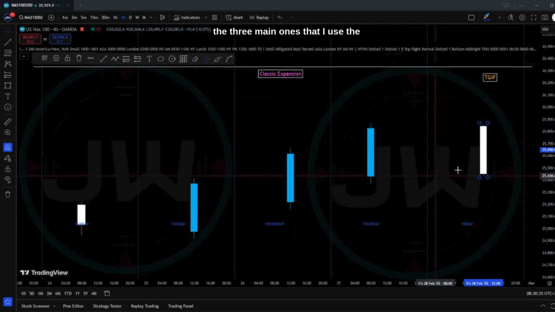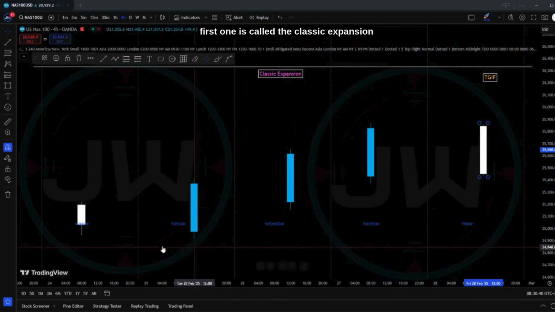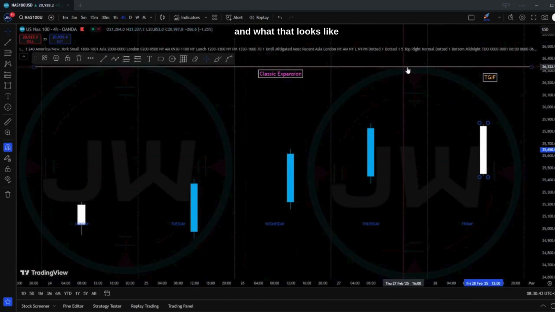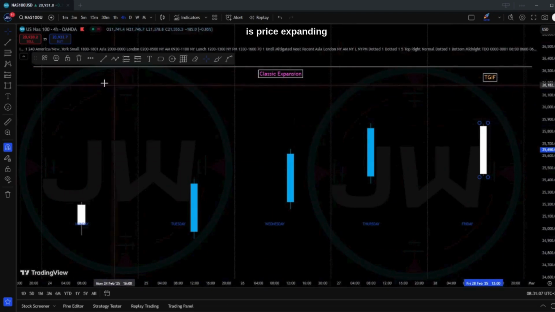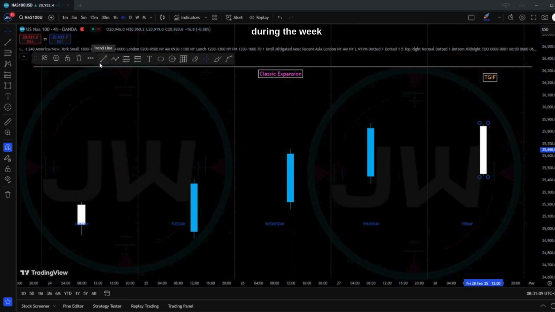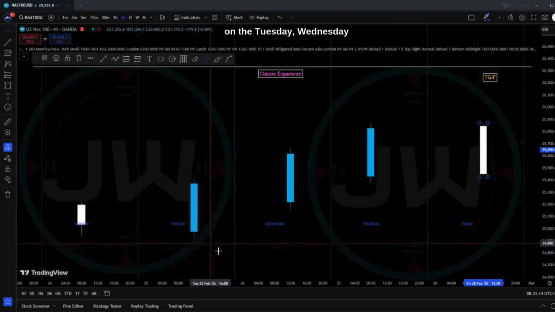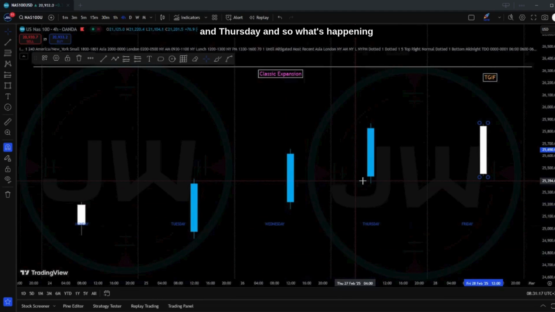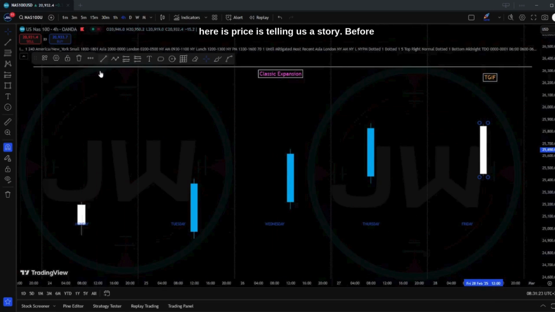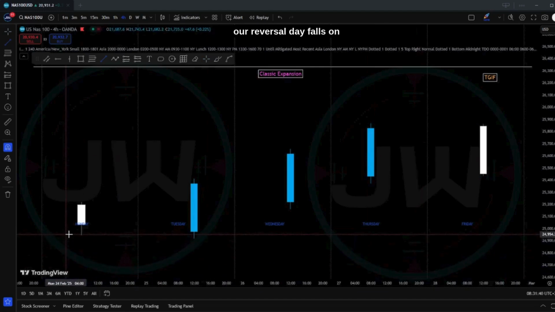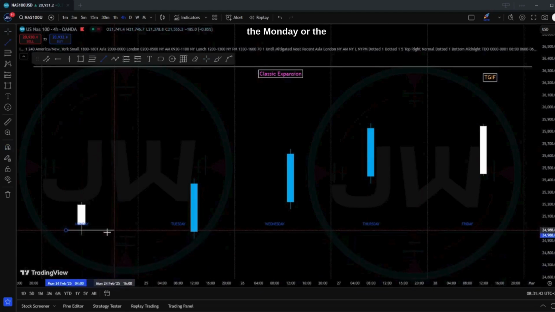And the three main ones that I use, the first one is called the classic expansion. And what that looks like is price expanding during the week on these specific days, on the Tuesday, Wednesday, and Thursday. And so what's happening here is price is telling us a story. Before we move higher, we know that price needs to manipulate lower. And so usually our reversal day falls on the Monday or the Tuesday.